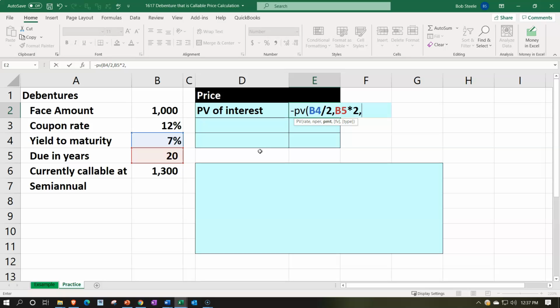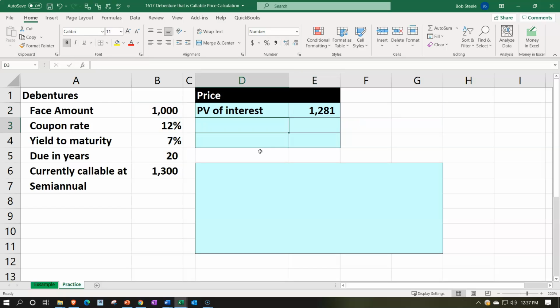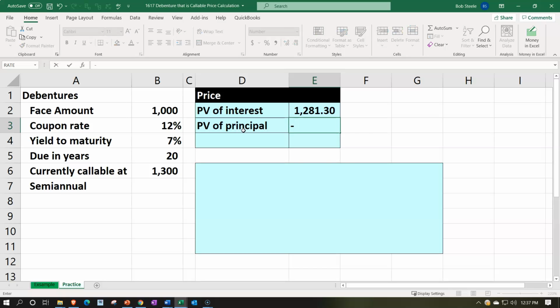And then comma, the payment would be the 1,000 times the 12%, but that would be for a year. We're looking at 6-month payments here, so we're going to divide that by 2, not 0.2. Closing it up, there we have that. Let's add a couple decimals, number group, couple decimals here. And then we want the present value of the principal, which is the 1,000 that we're going to bring back. So this is the present value of 1 calculation, negative PV shift 9.